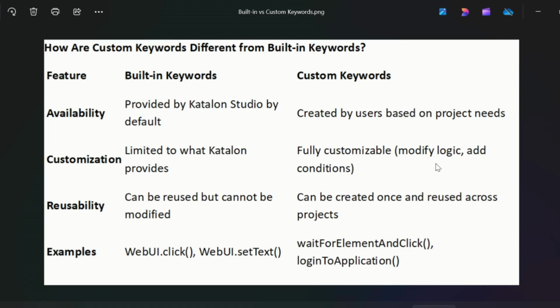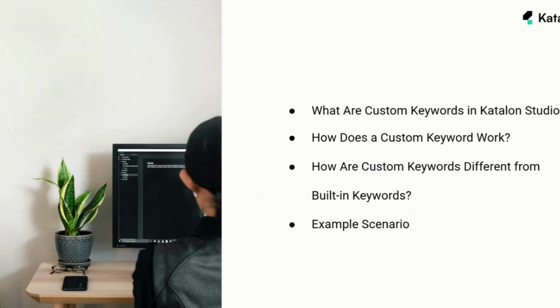That is, we can modify the logic, add conditions, etc. For built-in keywords, the reusability is that they can be reused but cannot be modified. And custom keywords can be created once, reused across the projects, and can easily be modified. Examples of built-in keywords are WebUI.click and WebUI.setText, and examples of custom keywords are wait for element and click and log into application.